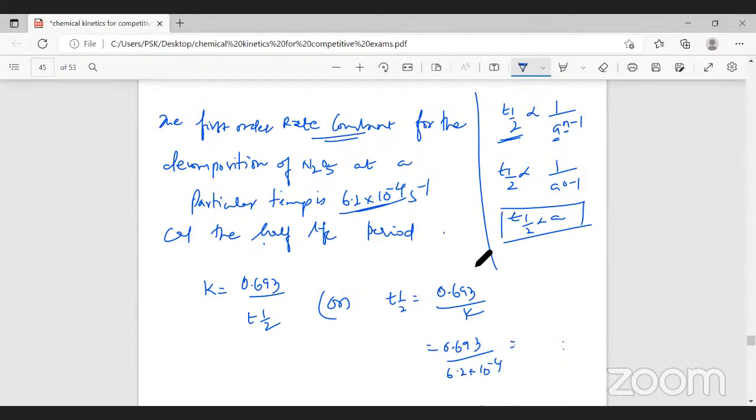It's a simple simplification. You can take this 10 to the power minus 4 to the numerator, it becomes 10 to the power 4. And on simplification, we will get 1118 seconds. So the half-life period for this particular reaction is 1118 seconds.